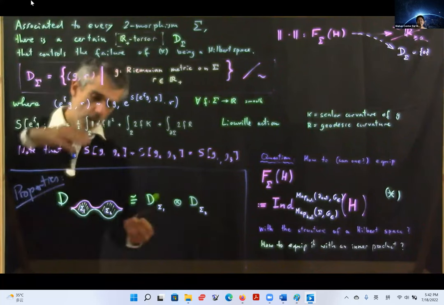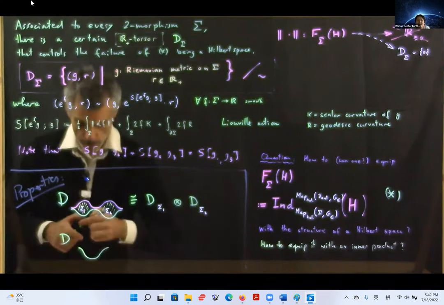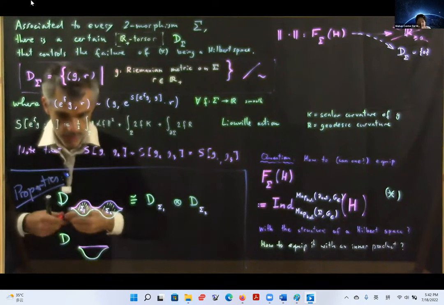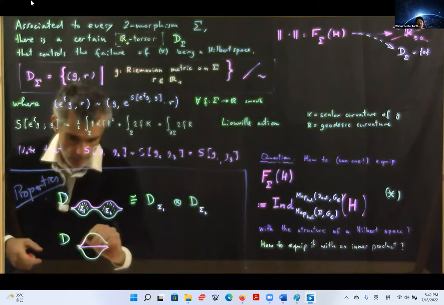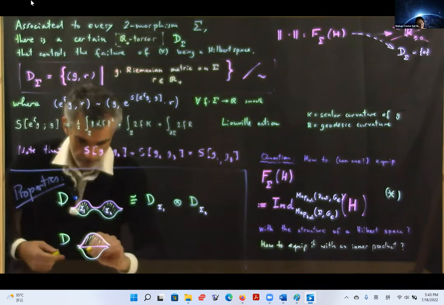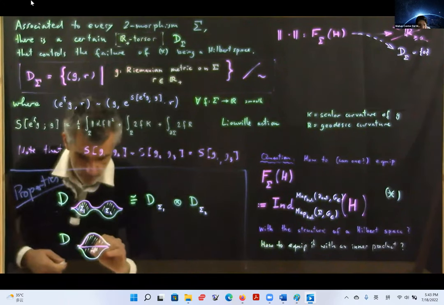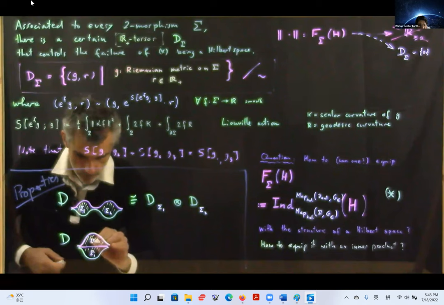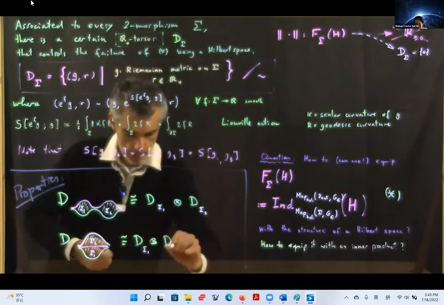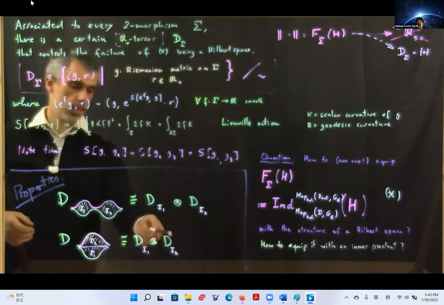And similarly, if I do the other type of composition, which is vertical composition, so now I have sigma one here, and then I glue another one on top of it. I guess I haven't been very good at my choice of colors. And again, this is canonically isomorphic to D sigma 1 tensor D sigma 2, by which I really mean the Cartesian product of D sigma 1 and D sigma 2 modulo the diagonal action of R plus.